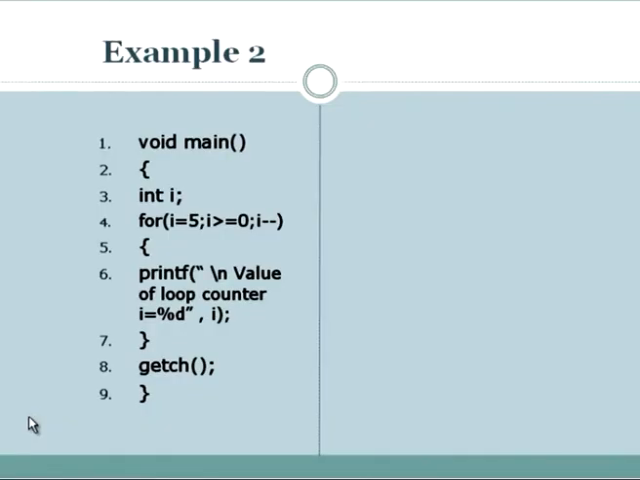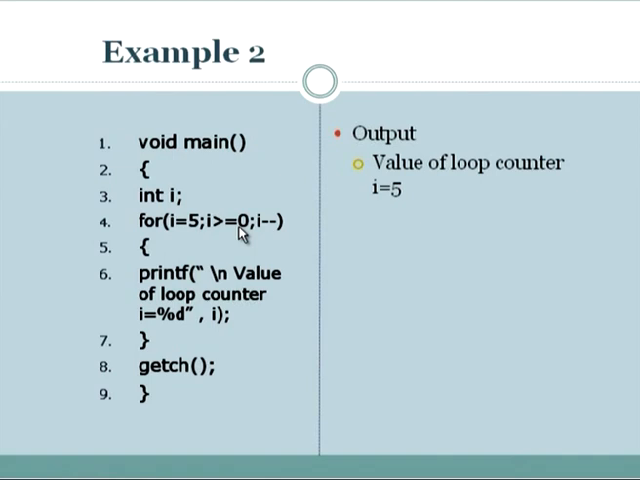We initialize I to the initial value 5. For the first time, I will be initialized to 5 and then the condition 5 greater than 0 will be evaluated. This condition will turn out true. That's why control will move inside the body of the loop and thus the current value of I, which is 5, will be displayed. Then the value of I will be changed by decrementing.